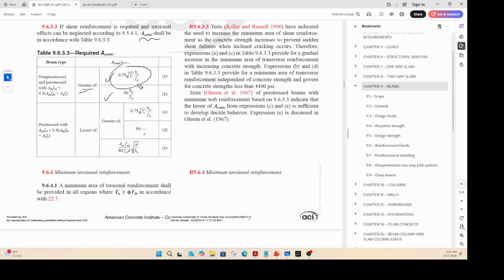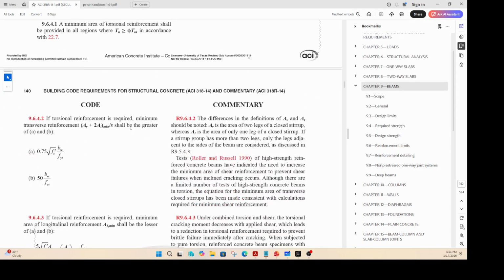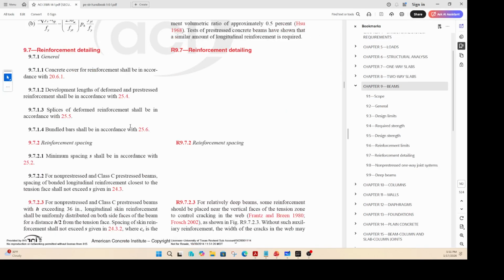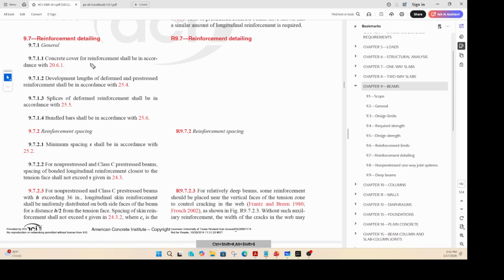And all that you need is again FC prime, BW, FY. Most of the times you know all that. You can calculate your minimum. This is about torsion. We're not doing torsion today, right? And cover related information is here. Development length related information is here. Splice length related information is there. Correct. Bundle bars and all other things are here.